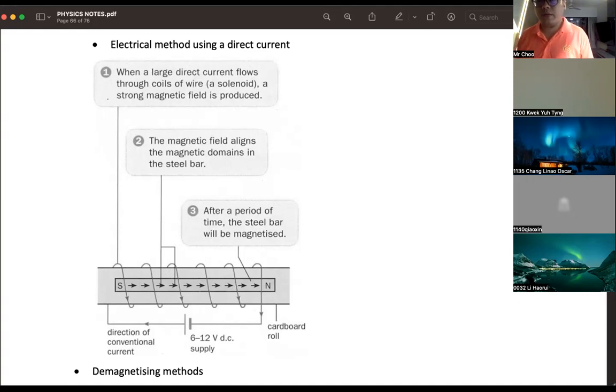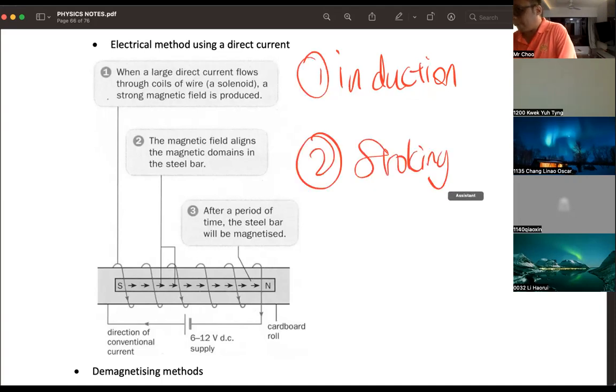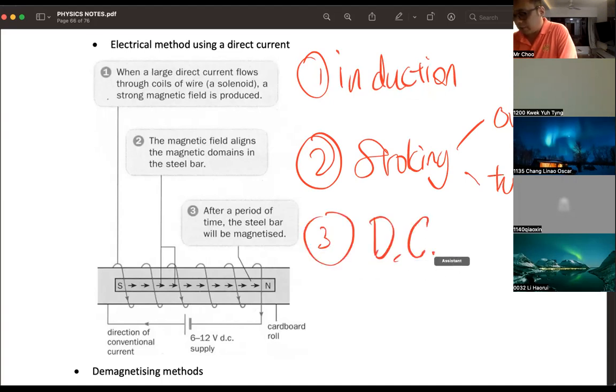Okay, so for Qiaoxing, you mentioned induction, stroking, and current. Ryan said induction, stroking, and electromagnetism. Okay, the 3 methods will be, the first one is not permanent, it's called the induction method. The second method is the stroking method. And for the stroking method, there are 2 types, the single, or they call it the 1 touch or the 2 touch.